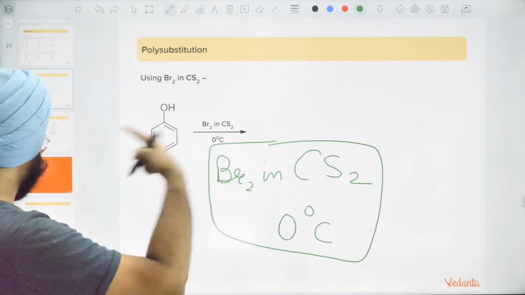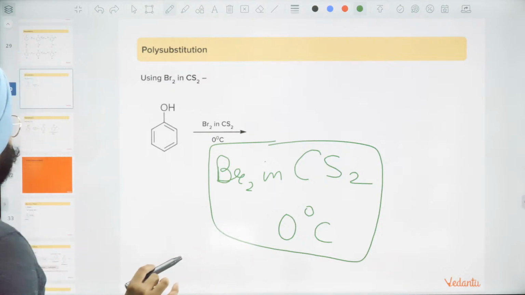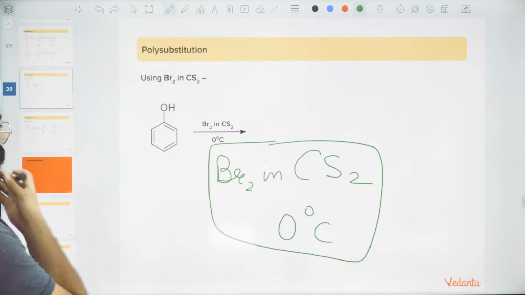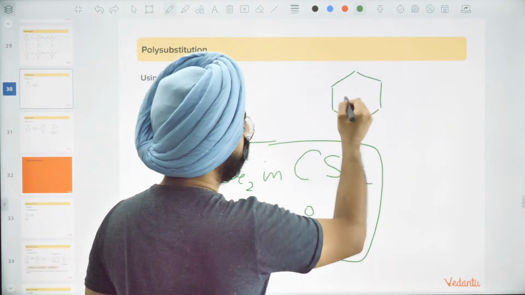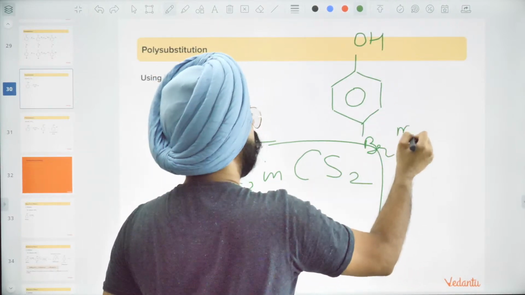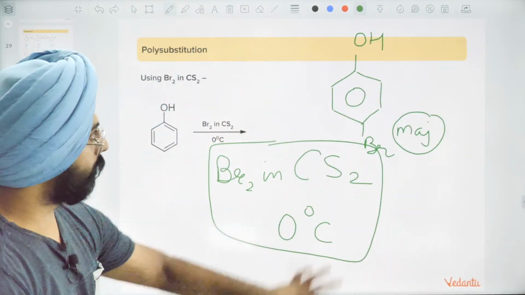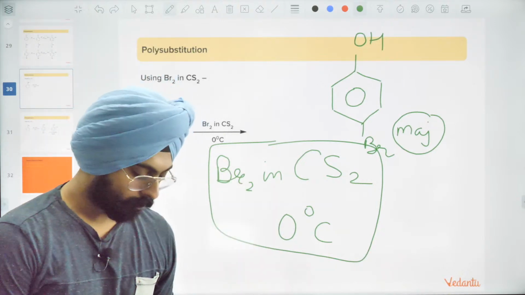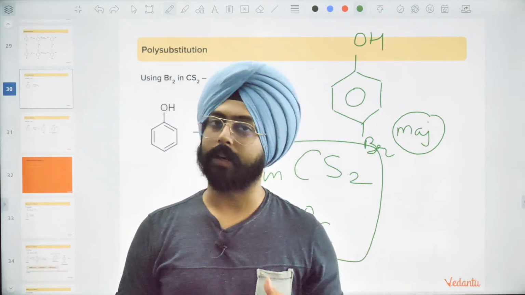Okay, so in this case, my dear friends, you will get a perfect mono substitution. Perfect mono substitution will be obtained. So your para product will be the major product, of course. This will become the major product. You will get a little bit of the ortho product as well, but the major product will be your para bromophenol. Make sure you remember this, because questions on this particular concept are asked time and again.